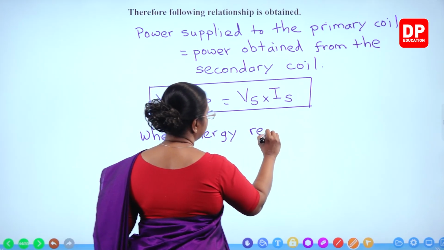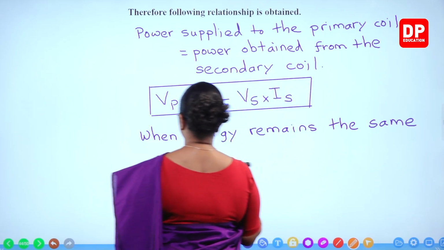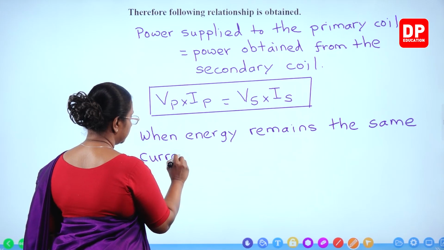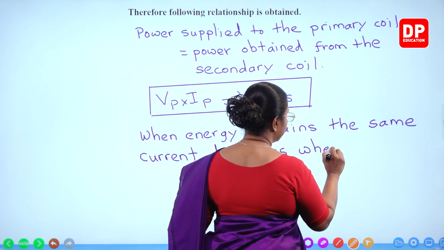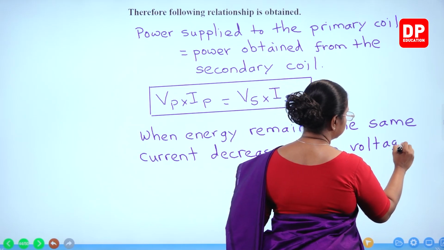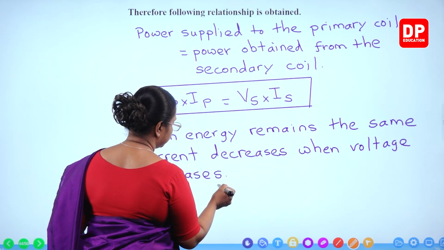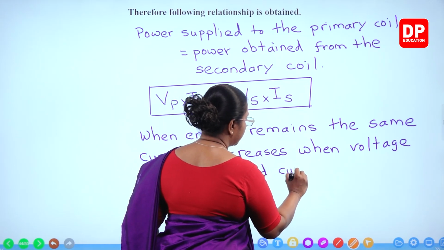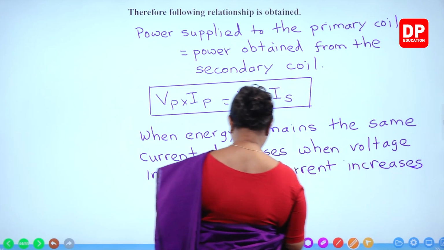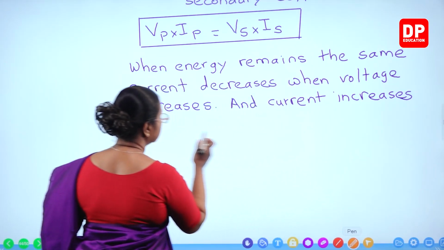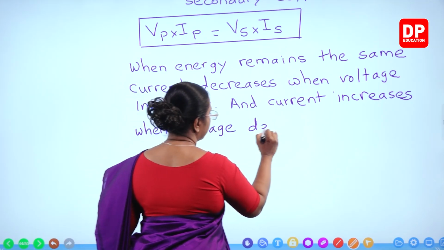Energy remains the same, current decreases when voltage increases, and current increases when voltage decreases.